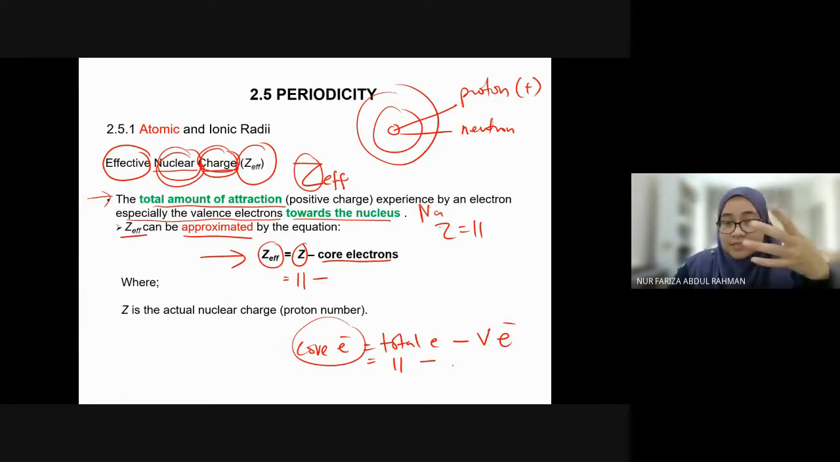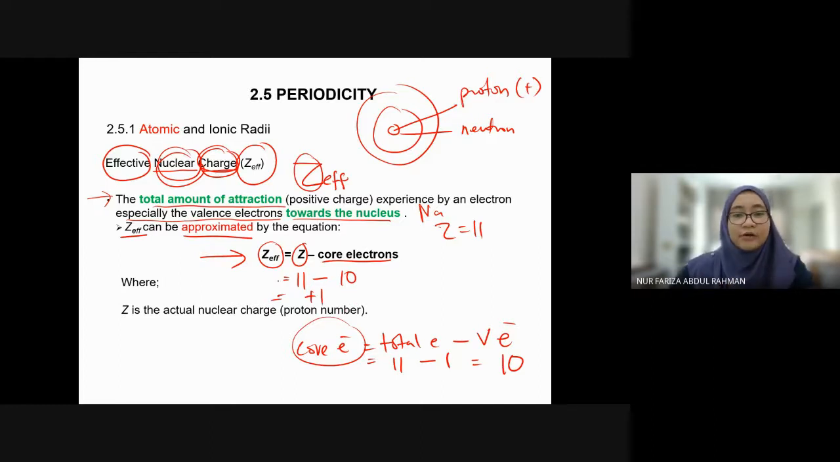Sodium comes from group 1, right? So by right, it should have one valence electron. So core electron is equal to 10. So there are 10 core electrons in sodium. So 11 minus 10 will be positive 1.